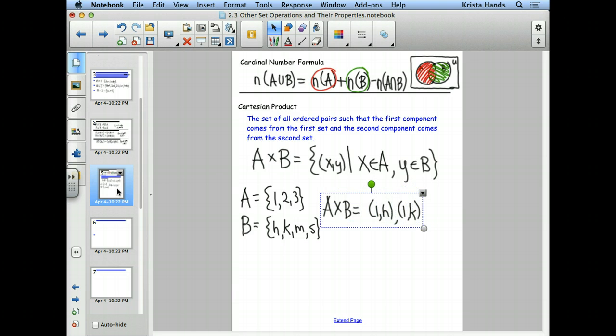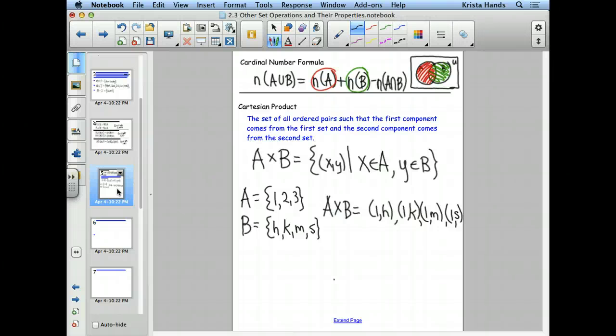Running out of space. We can take the first item from set A and write it with the third item from set B, and the first item from set A and the fourth item from set B. This is all of the combinations of the first item, number 1, with the letters in set B. Made a bunch of ordered pairs. But there was nothing special about using the number 1. These are also drawn inside of a curly brace. I just am out of space, so we'll try.